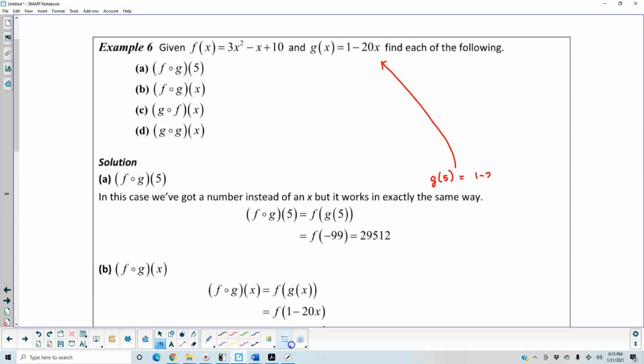So it's going to be 1 minus 20 times 5, which is 1 minus 100, which is equal to negative 99. And now we have negative 99. And now what we're going to do is plug that 99 into the function for f. So now this is going to become f of negative 99. And then we plug that into 3 times negative 99 squared minus a negative 99 plus 10. And that gives us the result of 29,512.